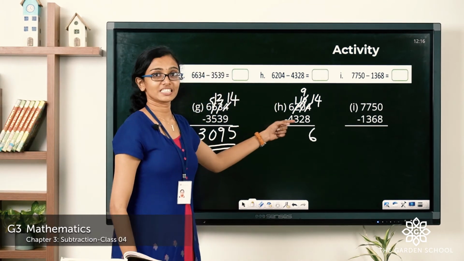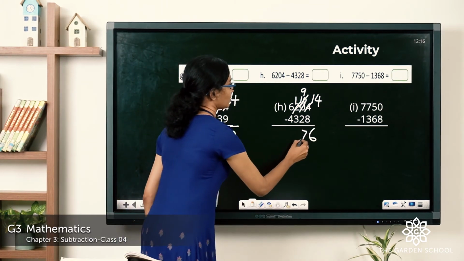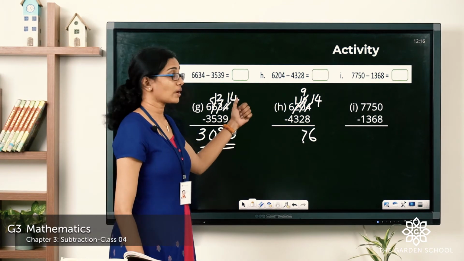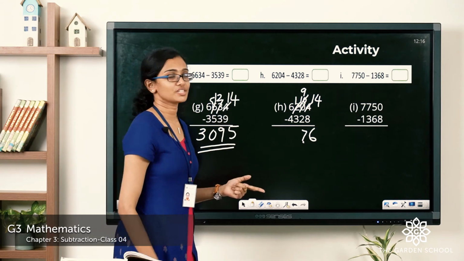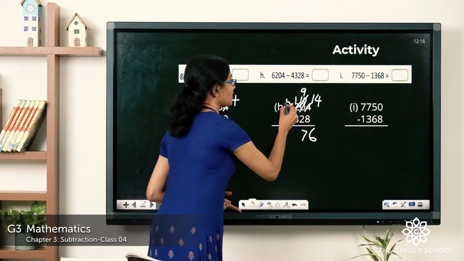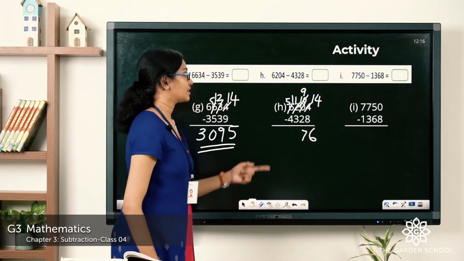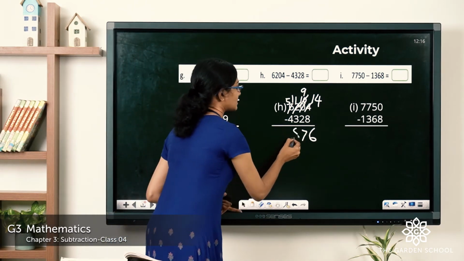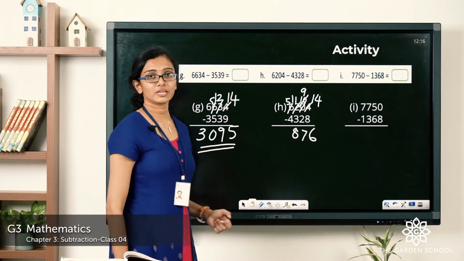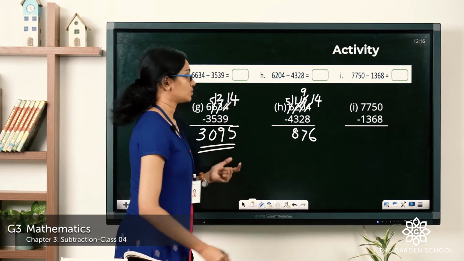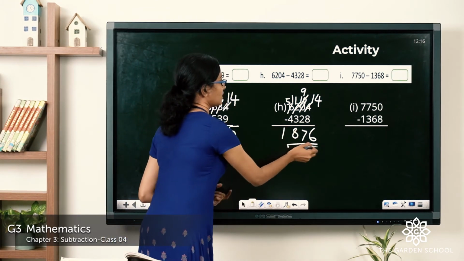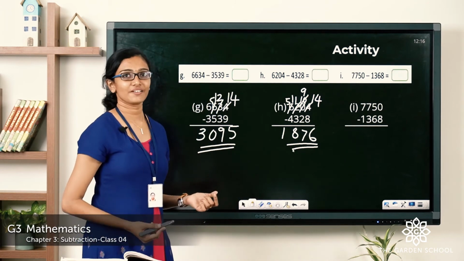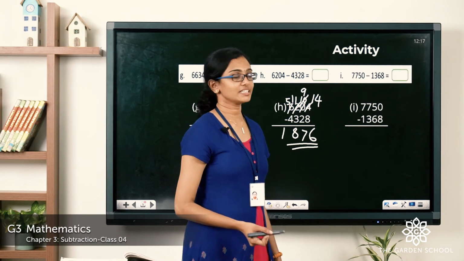9 minus 2, it is 7. Now in the hundreds place we have 1 minus 3, which we cannot do. So again we borrow from the thousands place. So here it becomes 5 and here it becomes 11. What is 11 minus 3? 11 minus 3 is 8. Now in thousands place we have 5 minus 4, which is equal to 1. So what is the difference here? It is 1876. Let's do the next question.